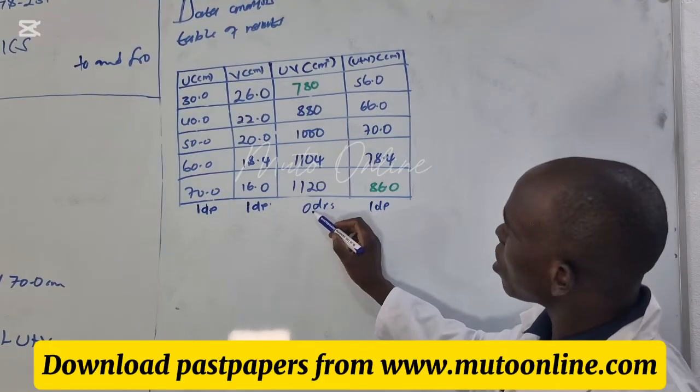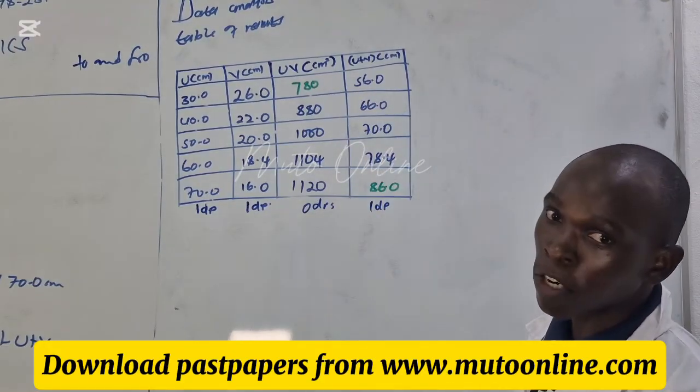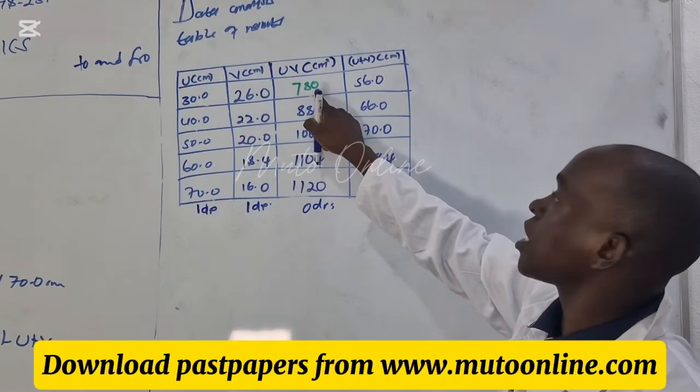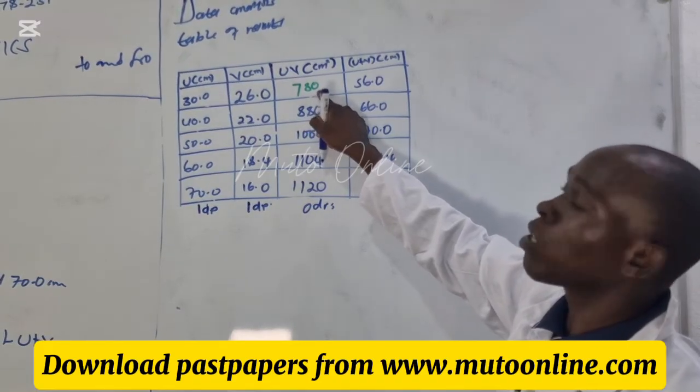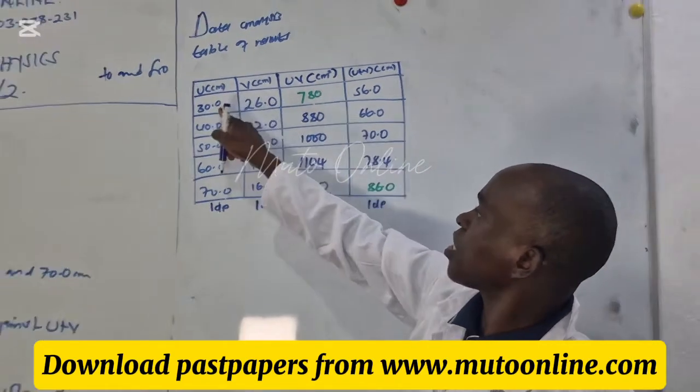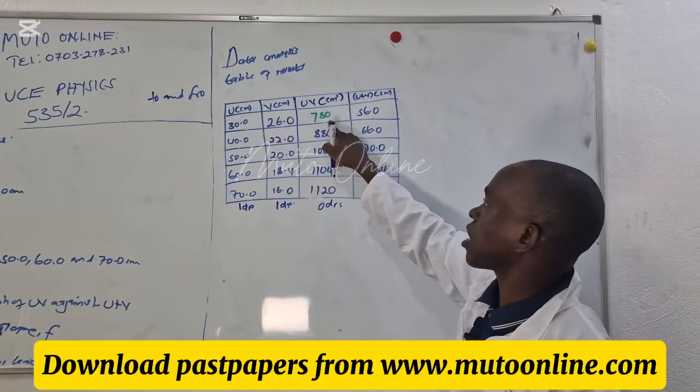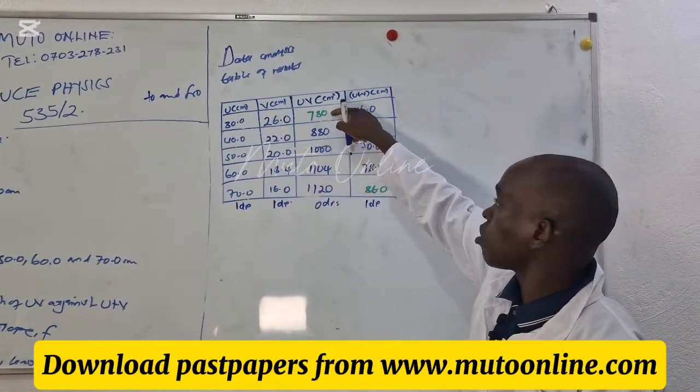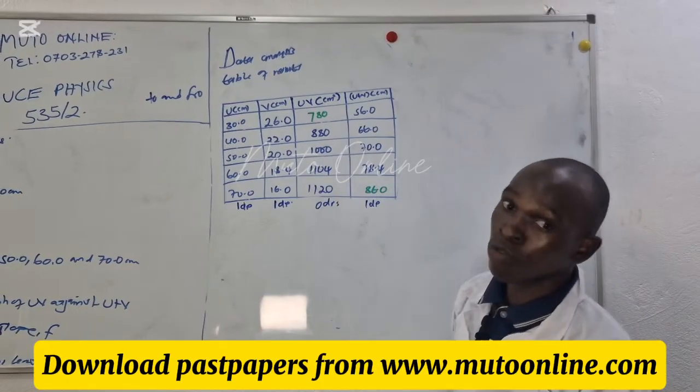So the number of decimal places is now determined by the leading value. So the leading value gave us three significant figures which were recorded to 0 decimal place, because 3 significant times 3 significant, we get 3 significant recorded to 0 decimal place. So the rest of the values will also be recorded to 0 decimal place.